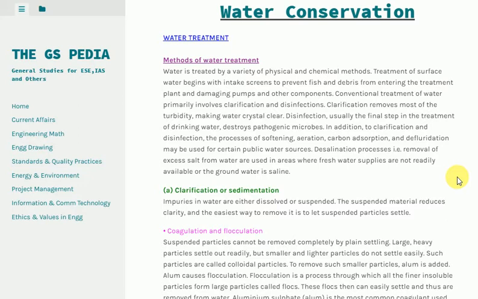Disinfection, usually the final step in the treatment of drinking water, destroys pathogenic microbes. In addition to clarification and disinfection, the processes of softening, aeration, carbon adsorption, and defluoridation may be used for certain public water sources. Desalination processes, that is, removal of excess salt from water, are used in areas where fresh water supplies are not readily available or the groundwater is saline.